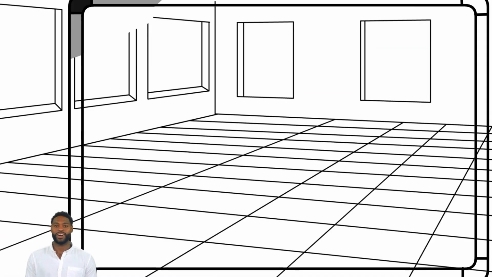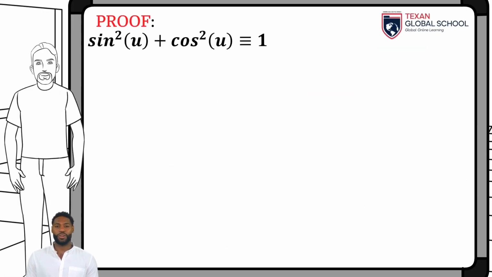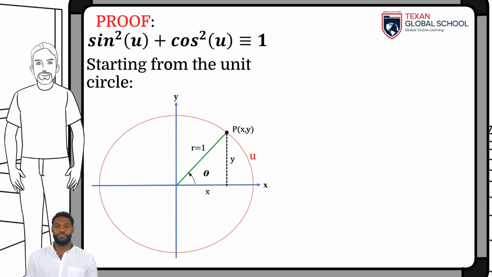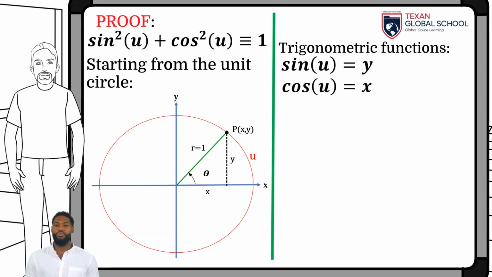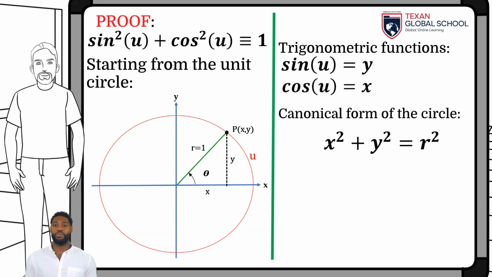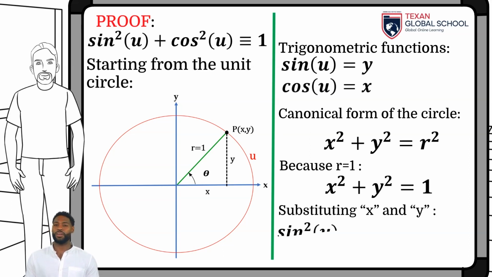Finally, let us prove that the sine squared of u plus cosine squared of u is identical to 1. Starting from the unit circle, we have that the sine of u equals y, and the cosine of u is equal to x. Using the canonical form of the circle, which is x squared plus y squared equals r squared, and since the radius of the unit circle is 1, the equation becomes x squared plus y squared equals 1. Substituting the values of the trigonometric functions for x and y, the sine squared of u plus cosine squared of u is identical to 1.